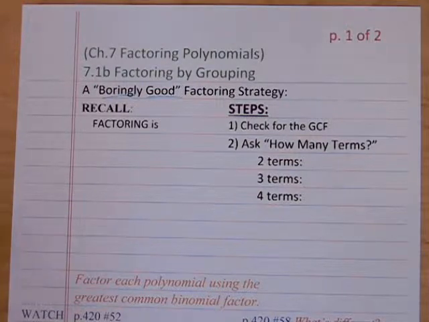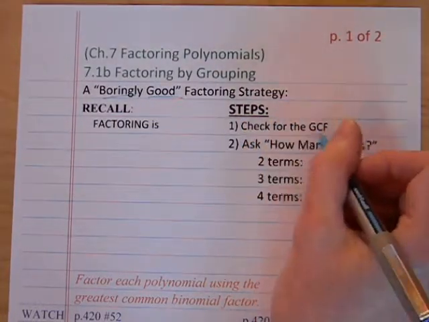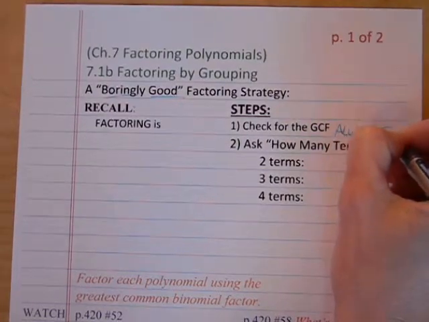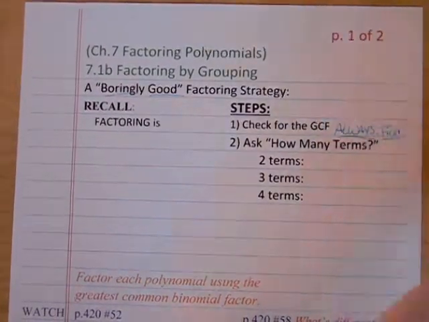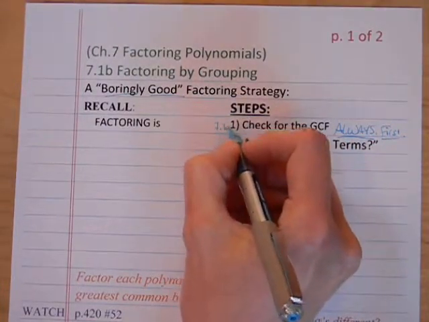This is the second part of 7.1. We did the first part looking at GCF before we even jumped into any of the other factoring pieces, and that's going to be our first step. We always check for the GCF. Always. First. Non-negotiable. That's what we check for first. And we covered that in 7.1a.